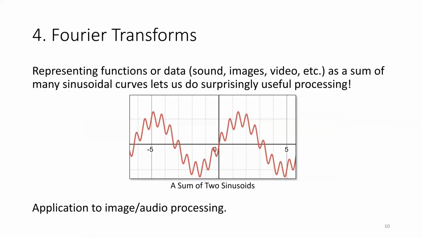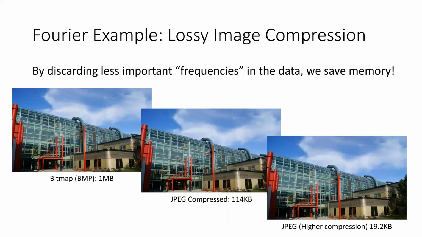The next topic is Fourier transforms, and the core idea here is that we want to be able to represent functions or data as a sum of many sinusoidal curves, and by doing that, it lets us achieve surprisingly useful processing. Again, we'll look at applications to image or audio processing. Here are 2 sine waves added together, but obviously real data is much more complex than that. So we'll look at things like image compression, where you can see here a bitmap image on the left with all of the data stored, a compressed image in the JPEG format, which uses Fourier ideas, and then an even more compressed image that reduces the image size down to 19 kilobytes.